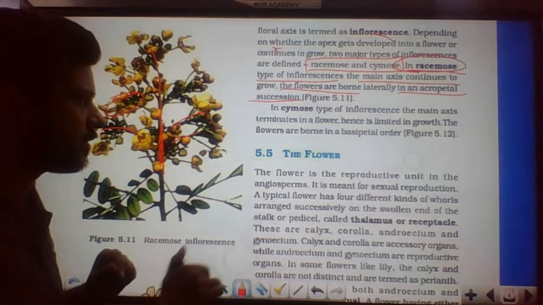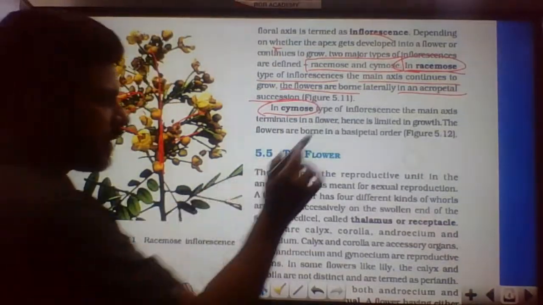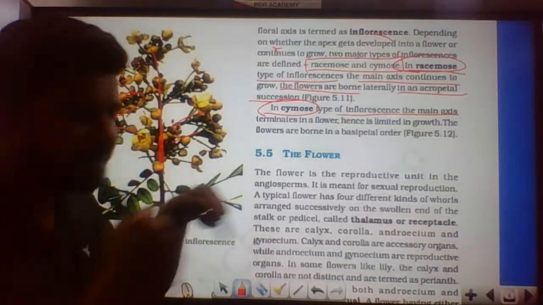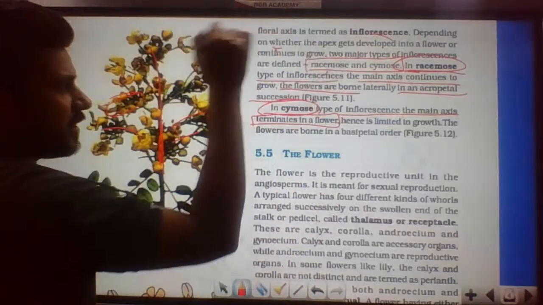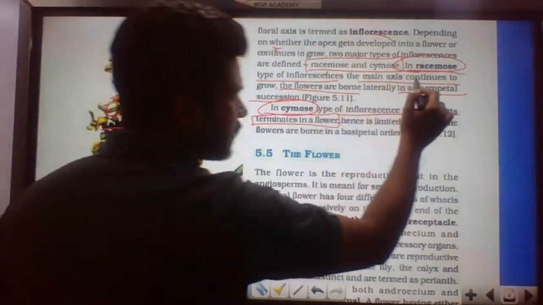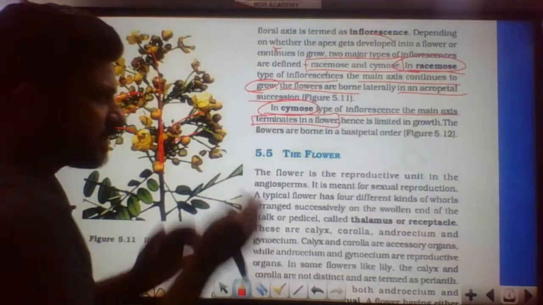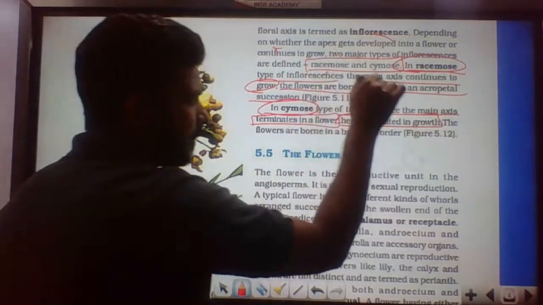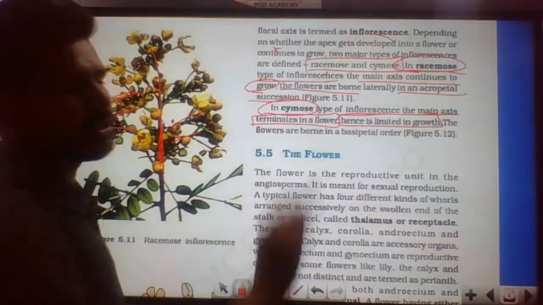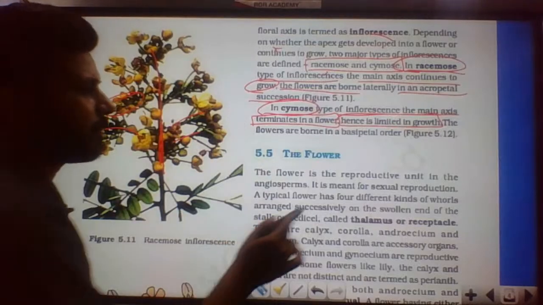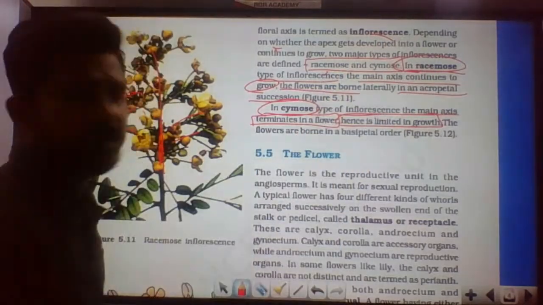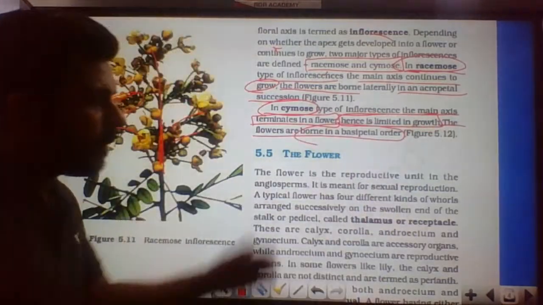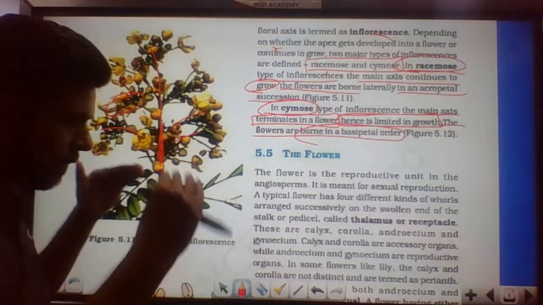Let me discuss the characteristic features of cymose. In this type of inflorescence, the main axis terminates in a flower. That is very important. But in racemose there is continuous growth; the axis continues to grow. In cymose it terminates, and hence it is limited growth. So in cymose it is limited growth, but in racemose it is continuous. That is the difference between racemose and cymose. And next, the flowers are borne in basipetal order. Let me discuss one by one.